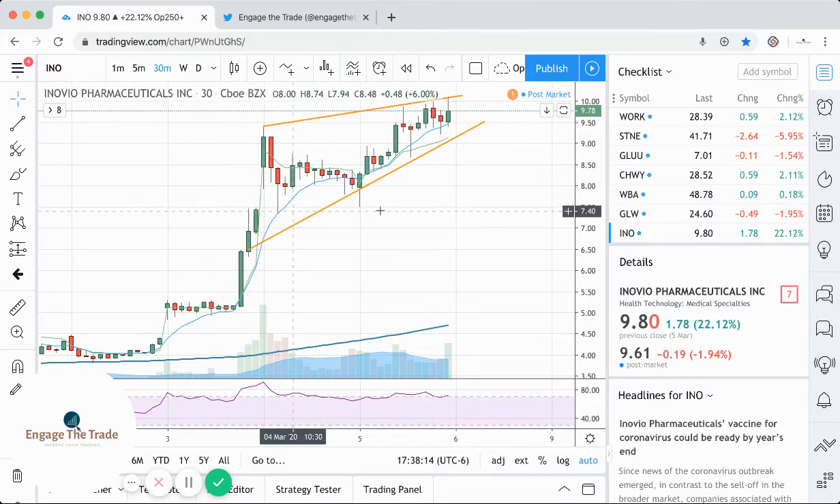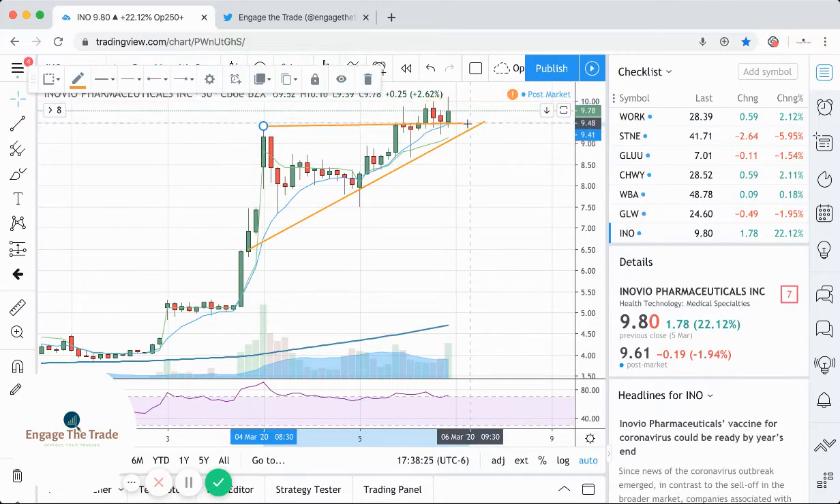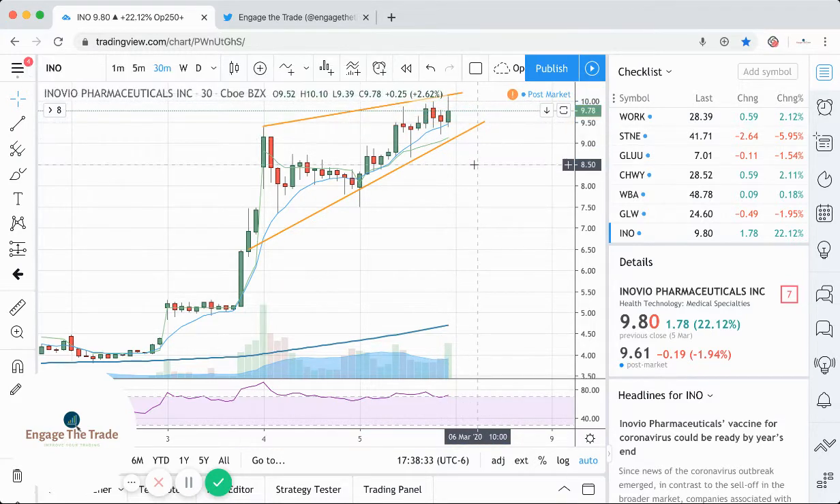I mean, this looks really similar to Space, where it had, I think, a full day, or the end of the day kind of came up out of this ascending triangle like that, and then just hung out up there. So it could definitely get some steam.